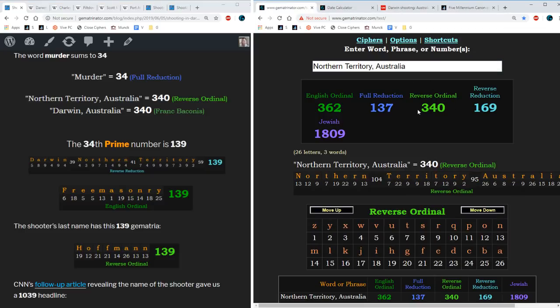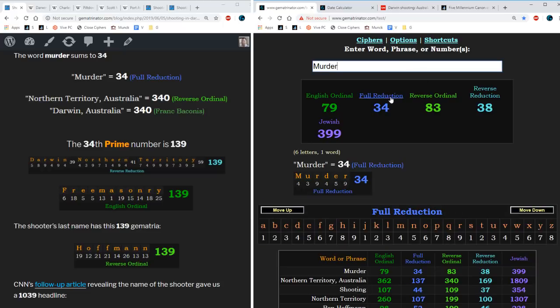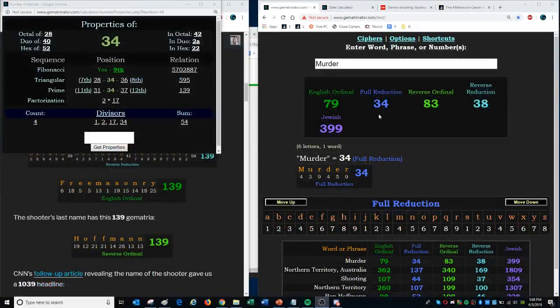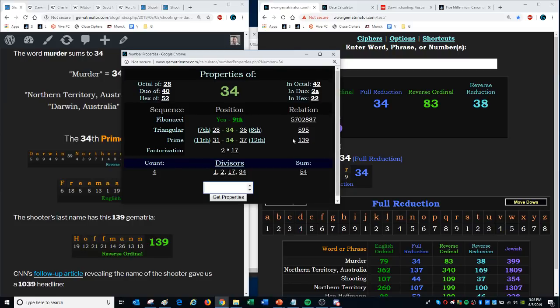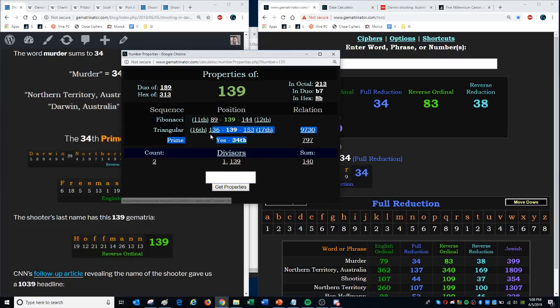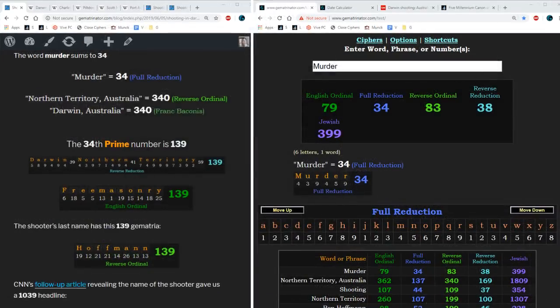But we started off talking about the 34, right? This is the reduction value of murder, which ties into this story, as there were several people murdered in Darwin. The 34th prime number is 139. And this is very important here as well.